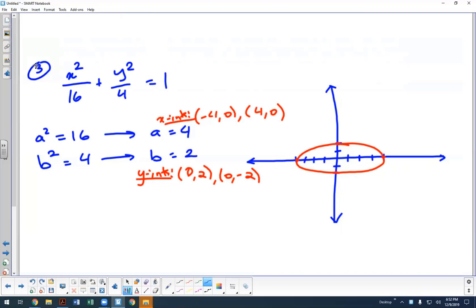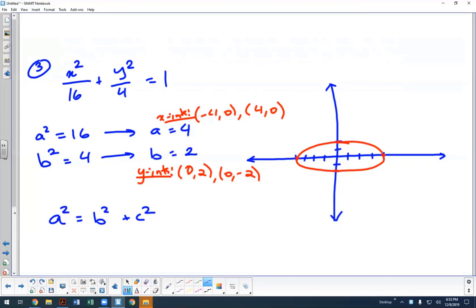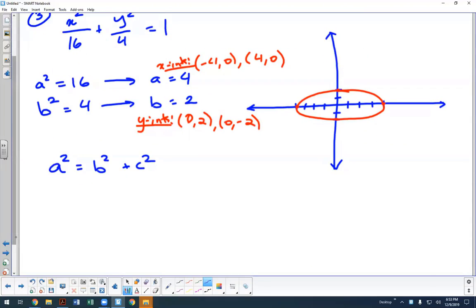So that means we fall back to the relationship of a squared equals b squared plus c squared, right? Because we need to find out c for our foci. So a squared was 16, b squared was 4. So what does c squared come out to be? 12.